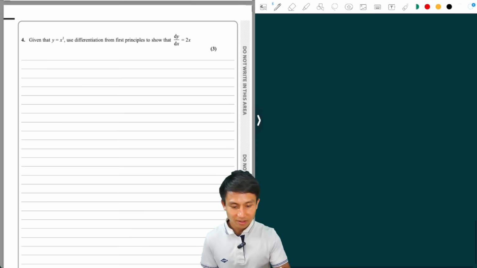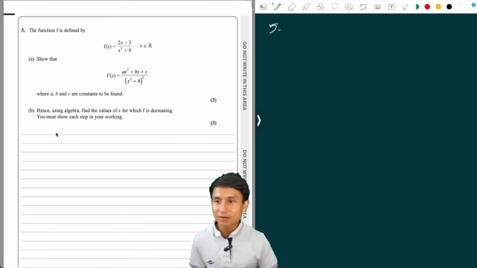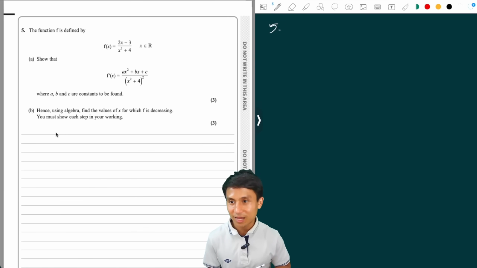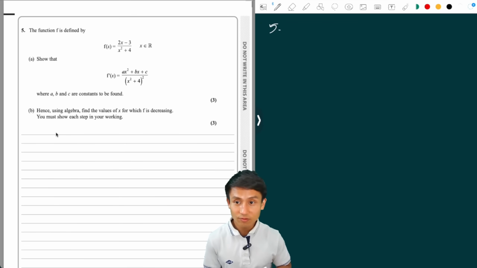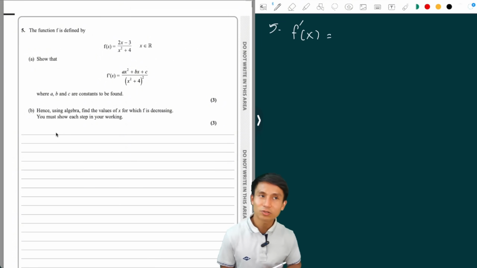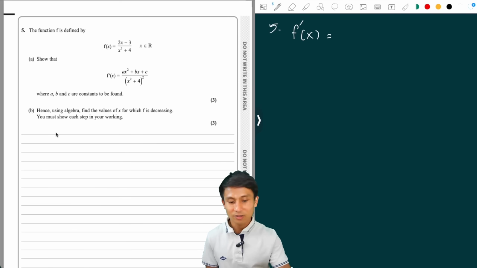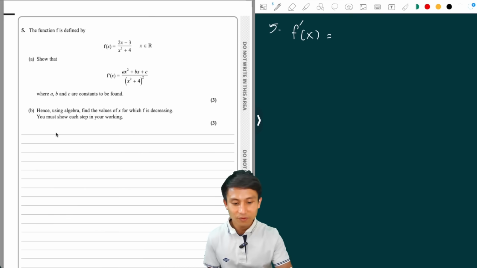Number 5. The function f is defined by that. Show that the derivative of f is that. Well, this is just simple, probably quotient rule of differentiation there. So we can just start the quotient rule right now. So quotient rule says v du minus u dv over v squared. Yeah. So v being the bottom bit, u being the top bit. Yeah, this is the v.